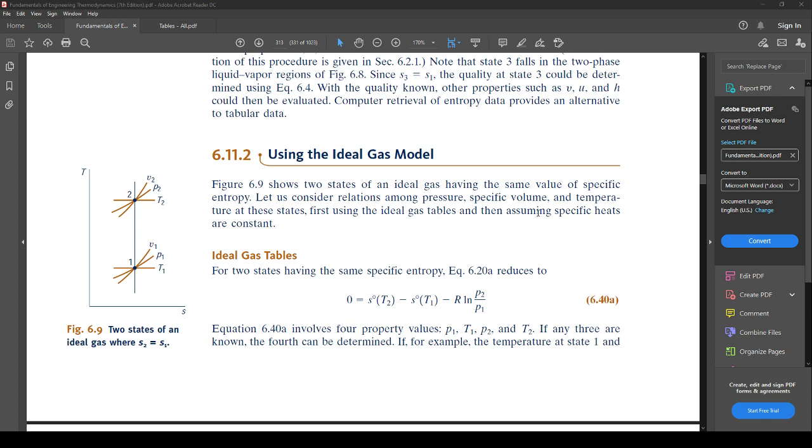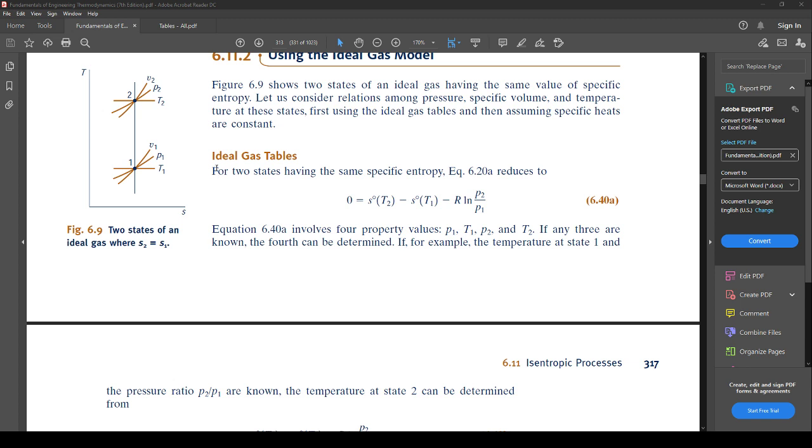So we have two ways we're going to do this. It says, ideal gas tables. For two states having the same specific entropy, equation 6.20a reduces to this. If you recall, this used to be delta S, is equal to this. And if it's an isentropic process, that means delta S is 0, which means you can set this initial equation that you remember, these two entropies minus R ln of P2 over P1, equal to 0.